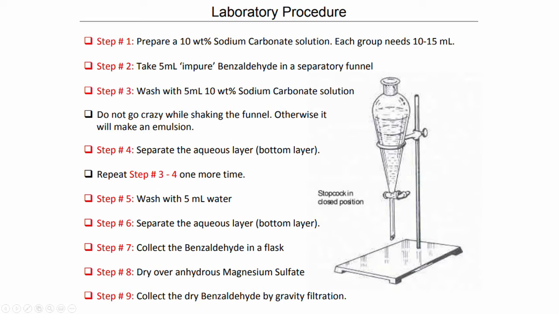We do this one more time where we add the sodium carbonate, we mix it, let it settle, and then remove the aqueous layer. Once we've removed the aqueous layer, we should have pretty much removed all of the benzoic acid. However, there is a chance that we still have water, just H2O, in our organic layer. So to remove this excess water, we dry it using magnesium sulfate.